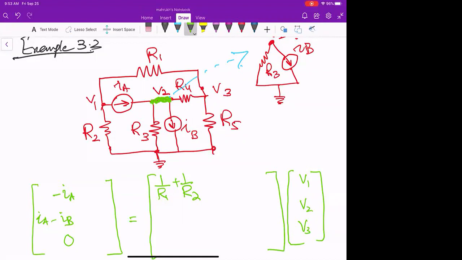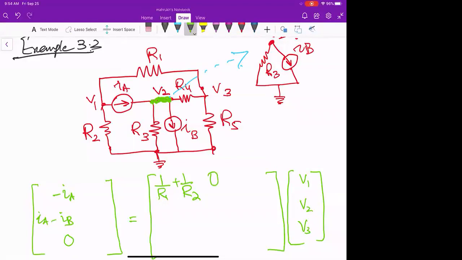I understand it. Okay. So there is no admittance that is attached between V1 and V2. So we will write it here as 0.